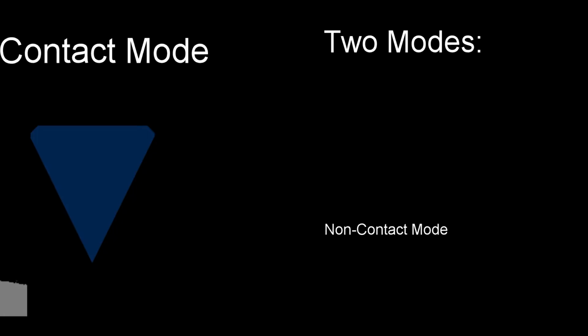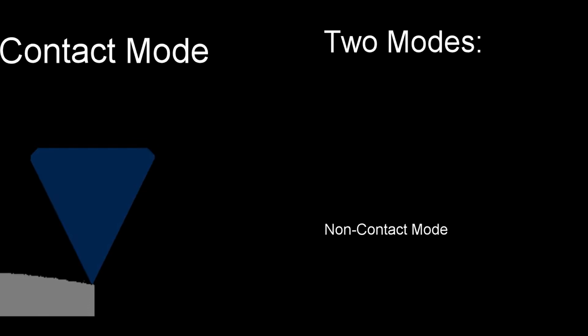AFM involves physically moving a tip across the surface of a sample in order to follow the sample's topography. There are two modes of operation in AFM, contact mode and non-contact mode. Contact mode involves oscillating the cantilever vertically as it raster scans the sample area.